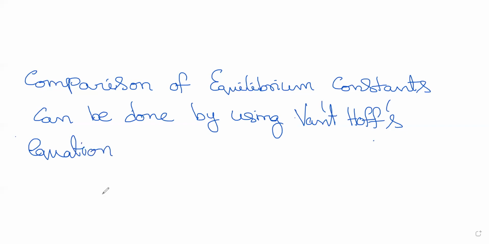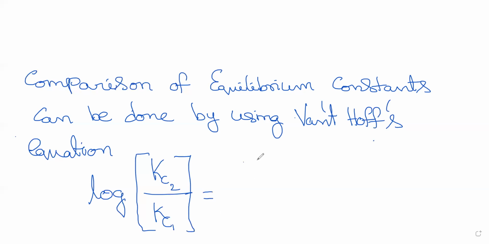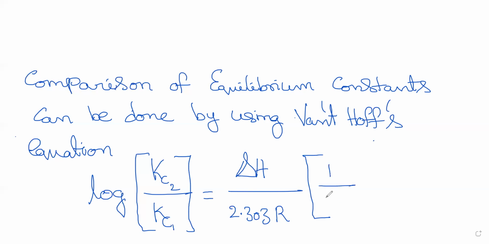Which is given by log K2 by K1. You can say Kc2 by Kc1. These are the equilibrium constants when concentrations are taken into account. That is equal to delta H by 2.303 R into 1 by T1 minus 1 by T2.